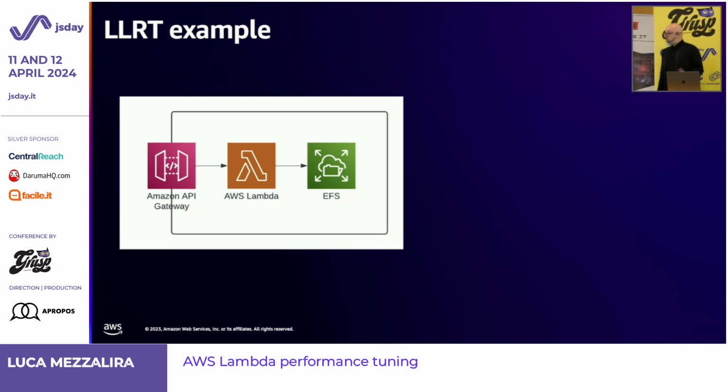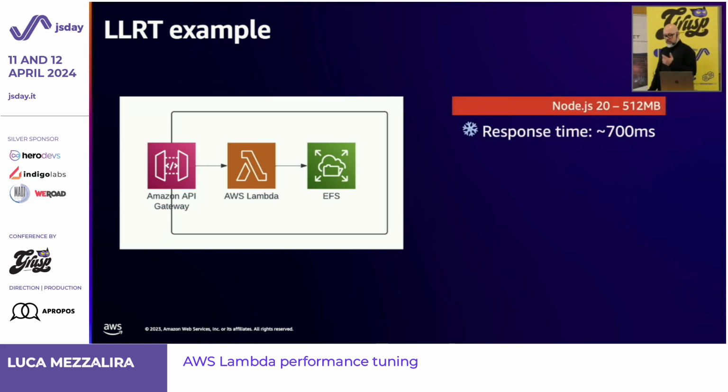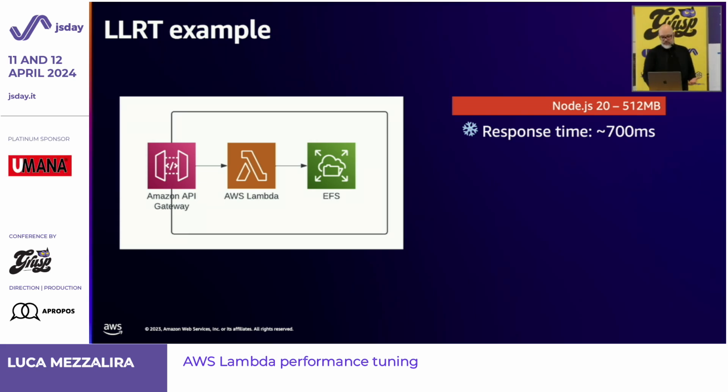So I created this sample. We have an Amazon API Gateway exposing a VPC-attached Lambda that is talking with EFS, which is a network file system, and we are fetching some files. The response time for Node in a cold start was around 700 milliseconds. That is not bad at all, because being VPC-attached means we have to do a lot of networking magic that you don't see in order to have the Lambda function running and connecting to your VPC. The Lambda function is running in the AWS VPC, so it's not that the Lambda is inside your VPC.